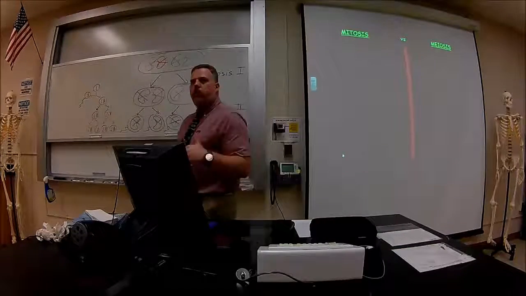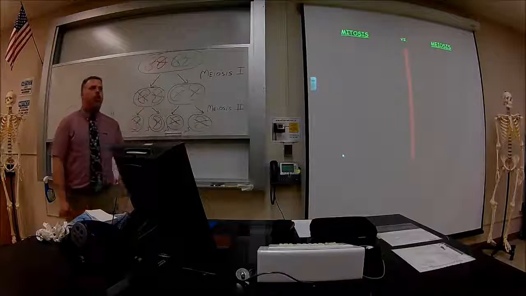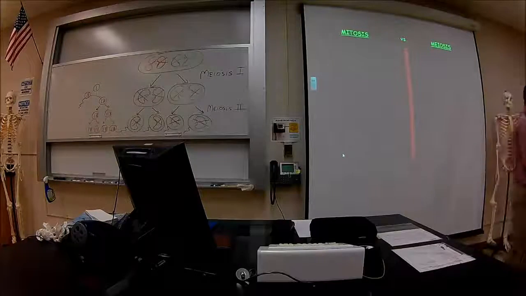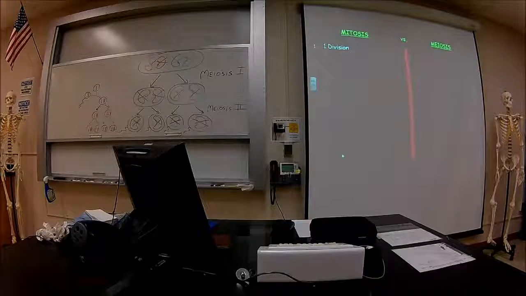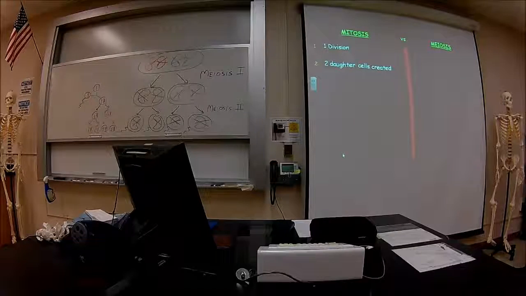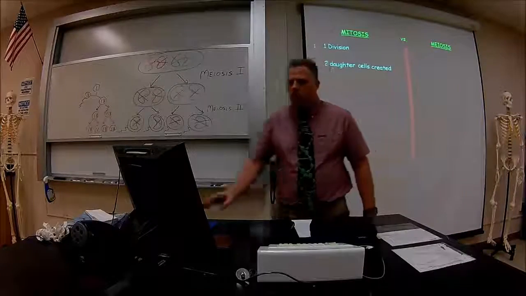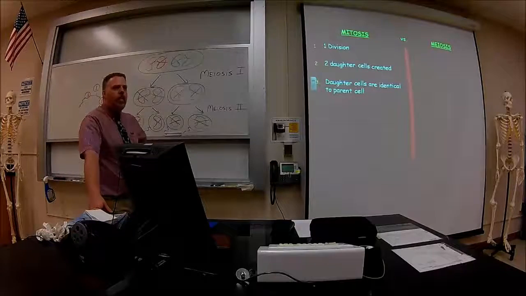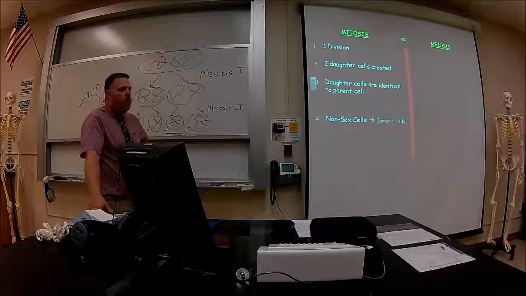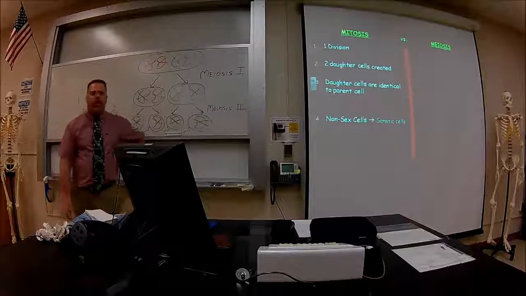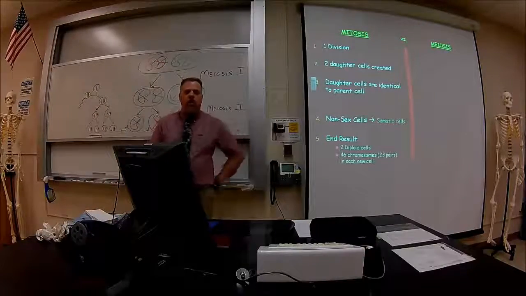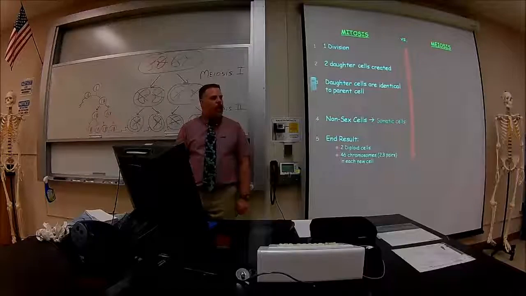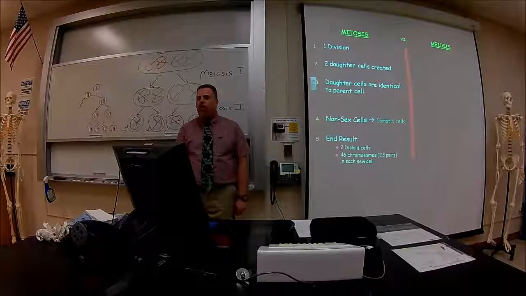Alright, so now that you see the difference between mitosis and meiosis, I put this little chart together so you can see the differences, compare and contrast between the 2. So in mitosis, there's 1 division that occurs. There's 2 daughter cells that are created. The daughter cells are identical to the parent cell. These only occur with somatic cells, they're non-sex cells. And the end result is that you get 2 diploid cells having 46 chromosomes, i.e. 23 pairs in each new cell.